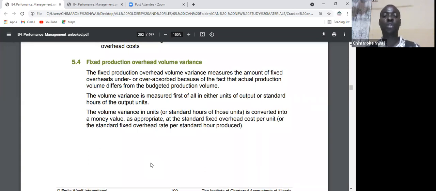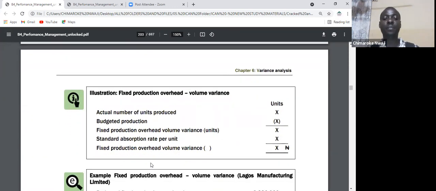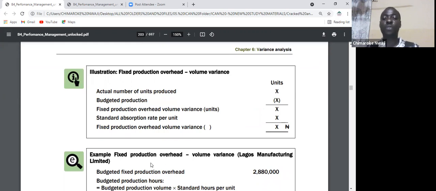The volume variance is measured, first of all, in either units of output or standard hours of the output. The volume variance in units is converted into monetary value, and the appropriate standard fixed overhead cost per unit, which is the overhead absorption rate, is then applied. Now let's look at the format here. We have the actual number of units produced. Then we have the budgeted production, that's the budgeted number of units. Then you find a difference. The difference is called the fixed overhead volume variance. That is in units. You then multiply it with the standard rate per hour. And the result will be your fixed overhead volume variance.